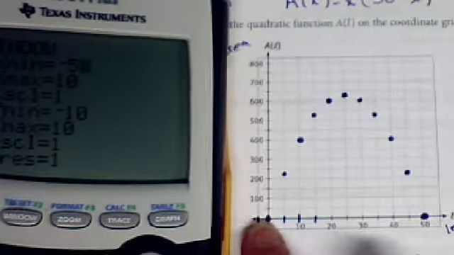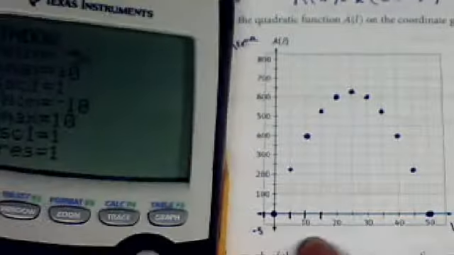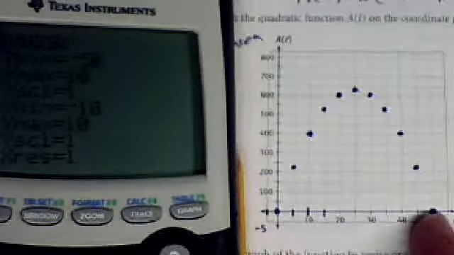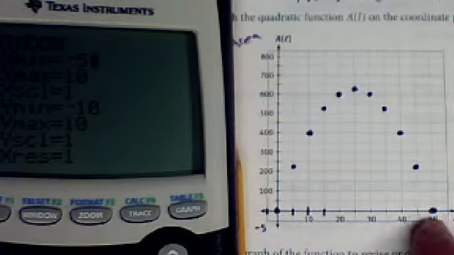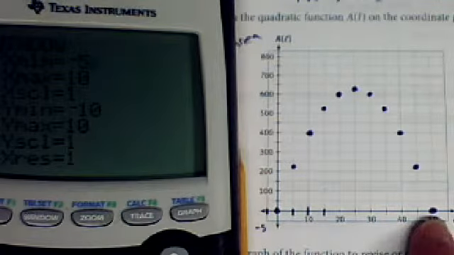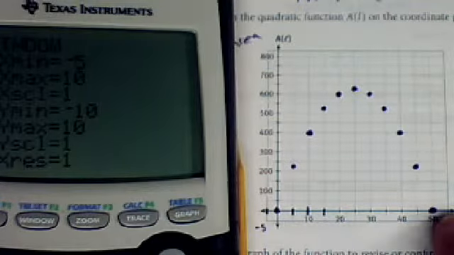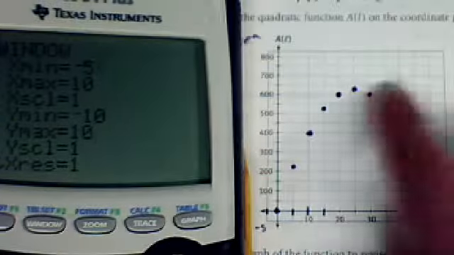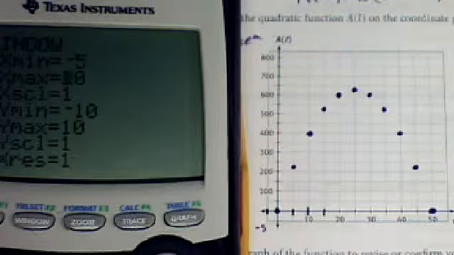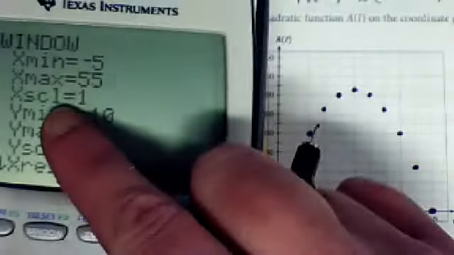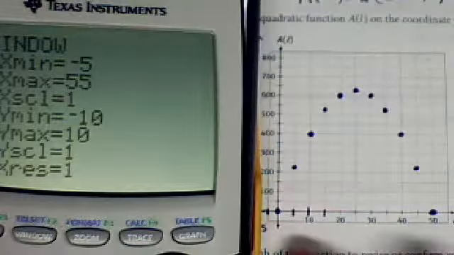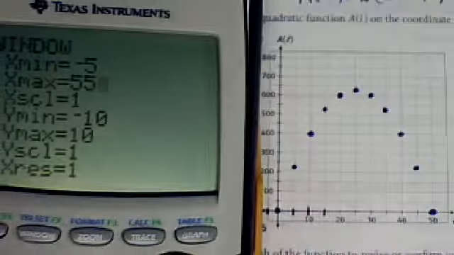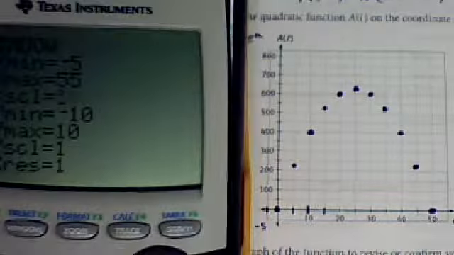Now I could have put 0, but that would have put part of my graph right on the edge of the window and I couldn't really see it. So I want to go a little bit past my first point. And I want to go a little bit past my farthest point. So since my last point is at 50, I want my window to stop at 55. X scale means what are you counting by on the x-axis? Well, we already said we're counting by 5.